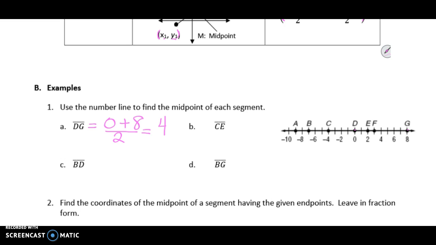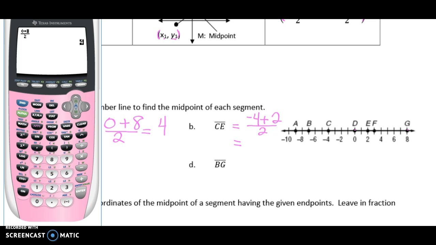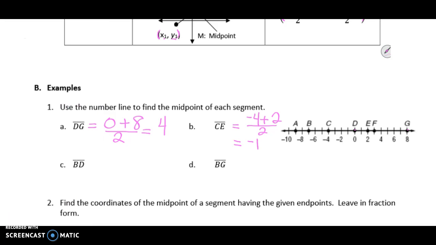So again, finding the midpoint now, letter B, find the midpoint of CE. I need to average these two values. So C is a negative 4, plus E, which is the value of 2, divided by 2. It's negative 4 plus 2 divided by 2. Arrow up to that so I don't have to start over. And negative 4 plus a 2 divided by 2. Negative 1. Okay, so now try C and D.